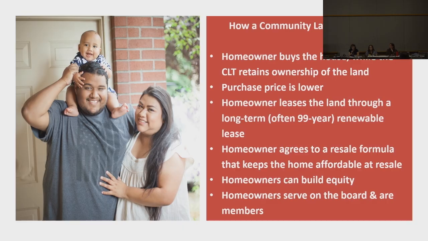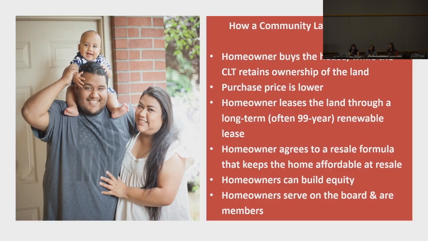That lease is also very protective for our homeowners. The idea that it is 99 years renewable means that we can't make changes to that during the term that they're in their home. So it opens up a lot of security and stability for the homeowner as well as mortgage financing. All of our homeowners then agree that when they sell their home, they are going to sell it at an affordable price to another lower moderate income home buyer.